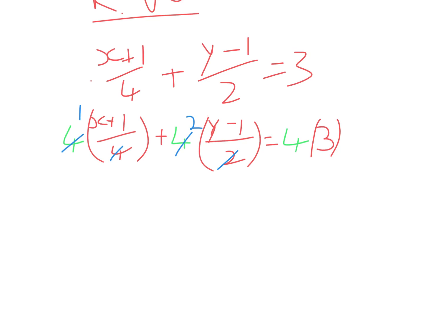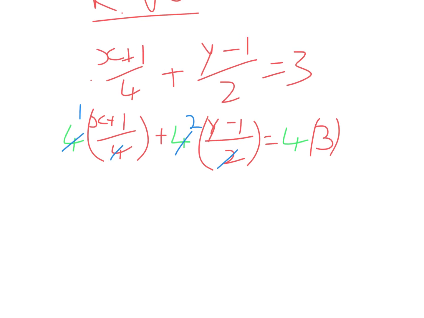So what this means is for that first fraction, I only need to multiply that by 1, so it stays the same. 1 times x plus 1 is x plus 1. For the second one, I'm going to have to multiply 2 times y minus 1. And over on the right hand side, it's going to be 4 times 3, which I can just simplify now as being 12. I can do it later if I wanted either.